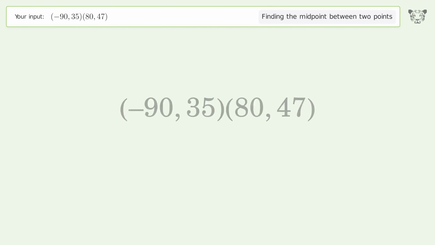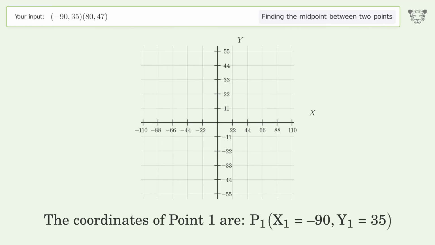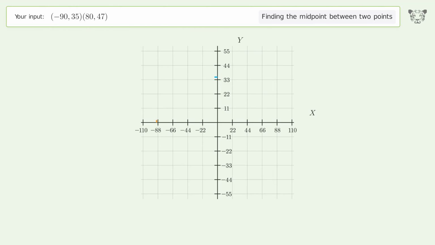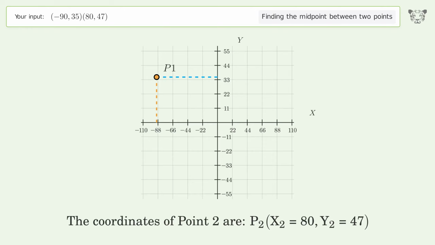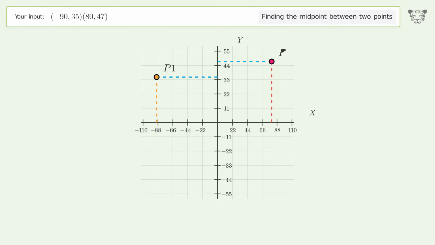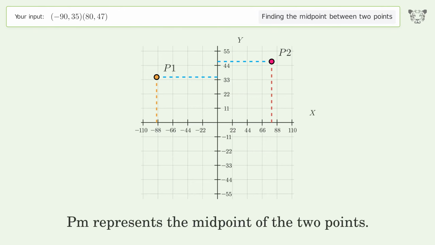The coordinates of point 1 are x1 equals -90, y1 equals 35. The coordinates of point 2 are x2 equals 80, y2 equals 47. PM represents the midpoint of the 2 points.